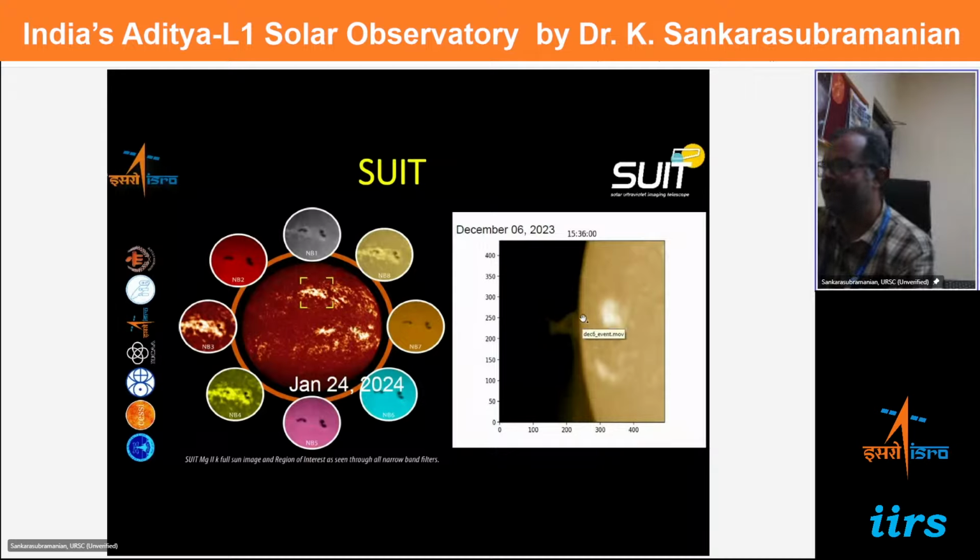And SUIT can also do limb observations. What you see here is a small prominence which stands out at the limb. This prominence will also have velocities and other dynamics. And running through a small field of view at the limb will provide the dynamics of these prominences in a much better, faster sense.